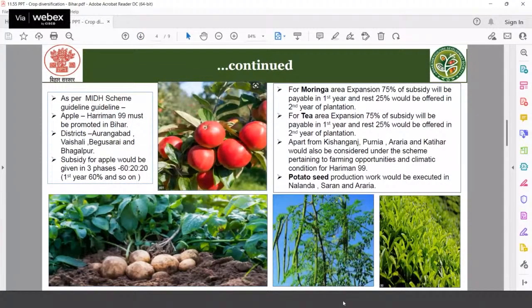So in case of apple, of course, the Harriman 99 variety is being promoted in 4 of the districts of the state, and the subsidy is being given in 3 phases, with the first year being given 60%. For Moringa also, under the area expansion component, 75% of the subsidy is being given in the first year and the rest 25 in the next. For tea also, from this year, we have brought a new scheme for area expansion. And of course, the potato seed production is also being undertaken so that the farmers have access to the right quality of planting material. Next, please.